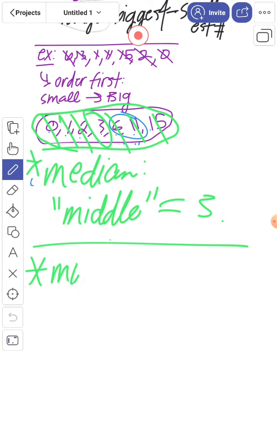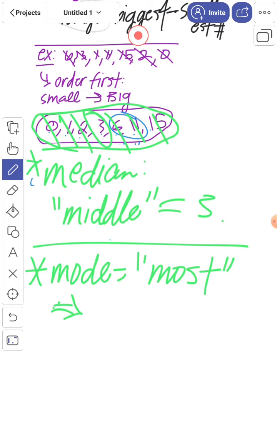Mode. Remember, mode is the one that shows up the most. So, do we have a mode? It does not look like we have a mode. No mode. And sometimes we can have multiple modes. But just know that mode means most.